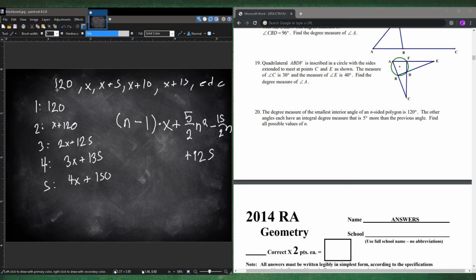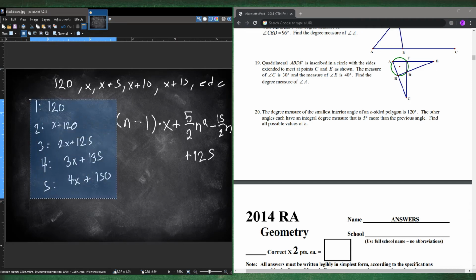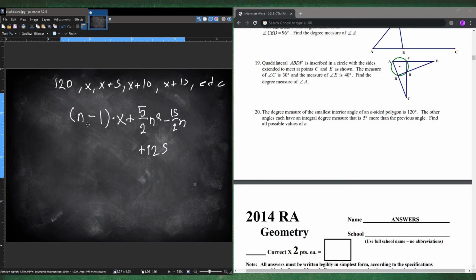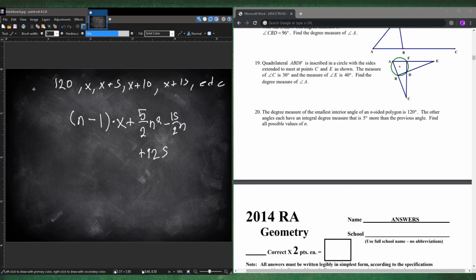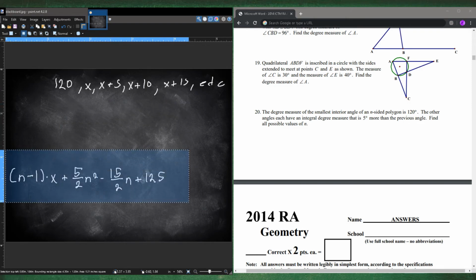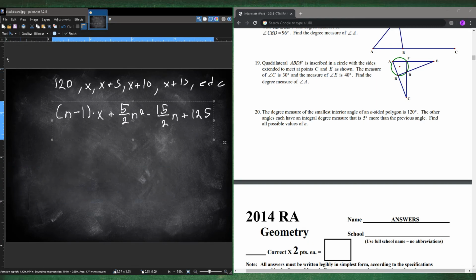So we know this is going to be the general form for the sum of all the angles of a polygon given n sides. Okay, so let's move that over and write this a little more cleanly. It'll be n minus 1 times x plus 5 over 2 n squared minus 15 over 2 n plus 125. Okay, so that's the general formula for the sum.